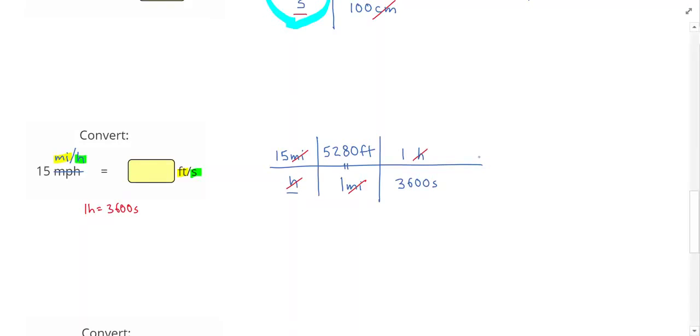Into my calculator, I'm going to plug 15 times 5,280 divided by 3,600, since the 5,280 was on the top and the 3,600 was on the bottom. And that actually gives me a speed of exactly 22 feet per second.